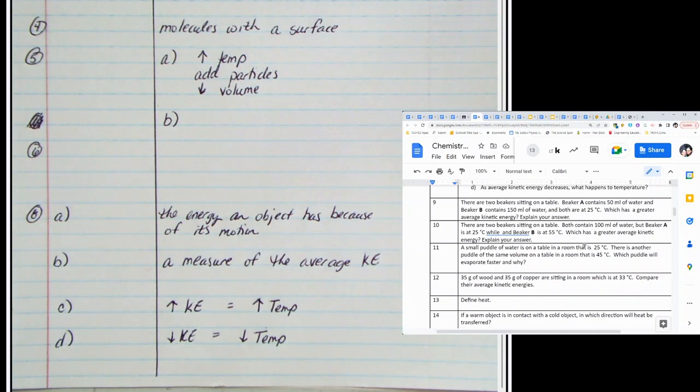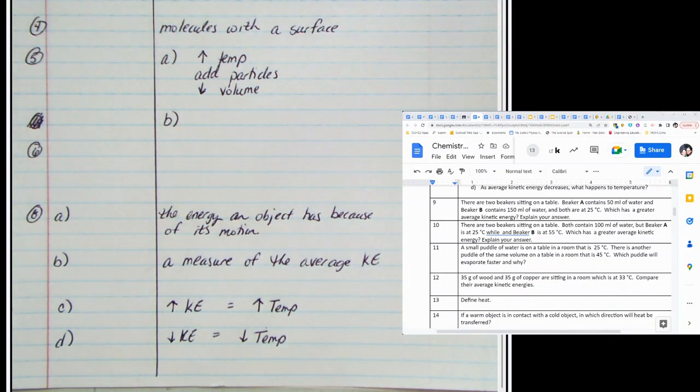Here's my question. We're talking about two beakers at the same temperature. The question is which has a greater average kinetic energy? What is a measure of average kinetic energy? Temperature. Are they at different temperatures, Beaker A and Beaker B? They're the same. They have the same temperatures, so therefore their average kinetic energies are the same.